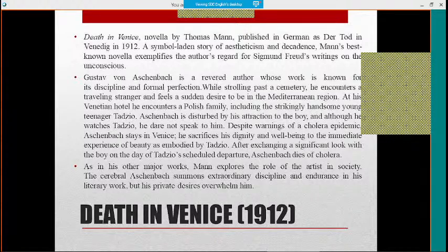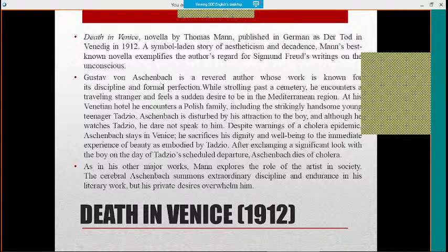And it is set during the 1905 cholera outbreak. So you can call it Love in the Time of Cholera, as another title. Because we have a character here, Gustav von Aschenbach. Aschenbach is the author we have to study in this novel. So he's the main protagonist or the central character of this novel.